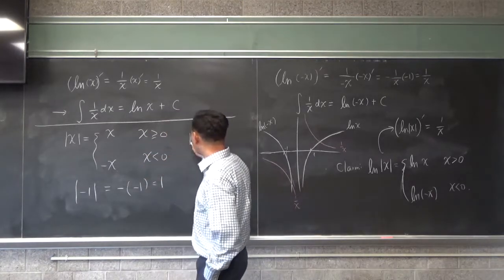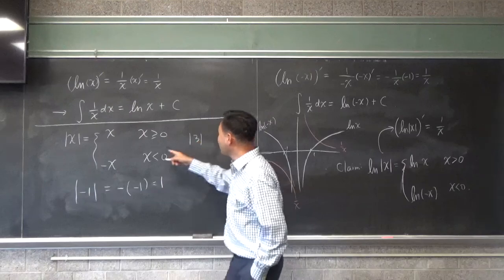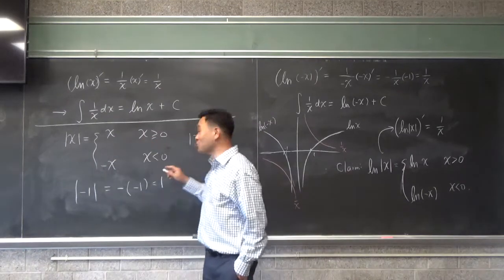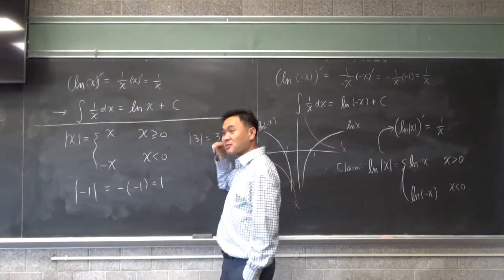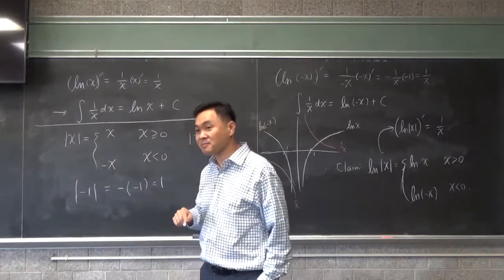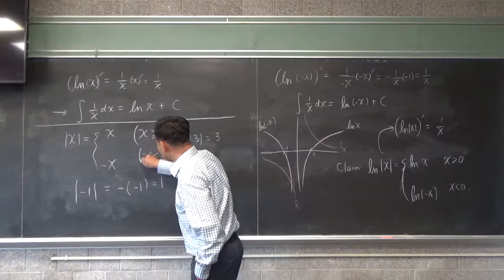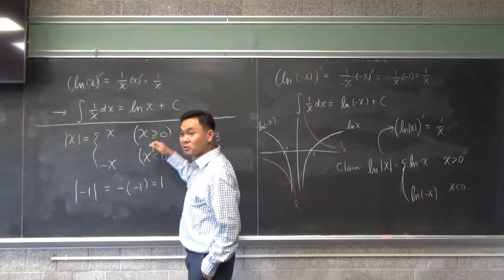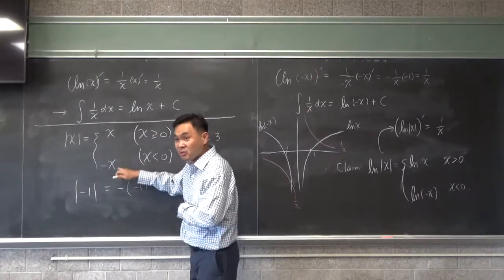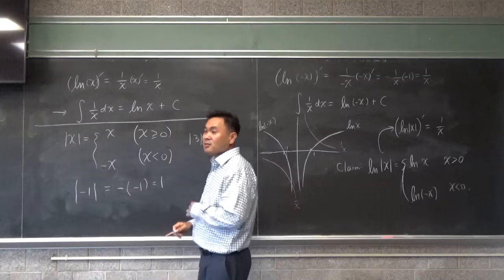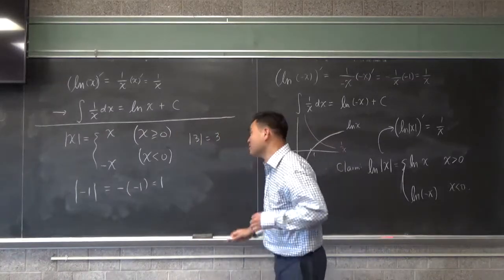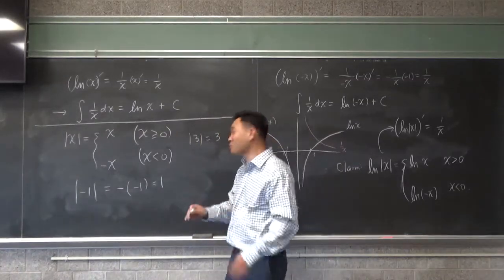So if you have absolute value of 3, then it's this case, so you have to follow this one, which is just... So where you have x and negative x, those are just conditions. These are conditions, and according to which condition it follows, you have to use different definitions. Okay.